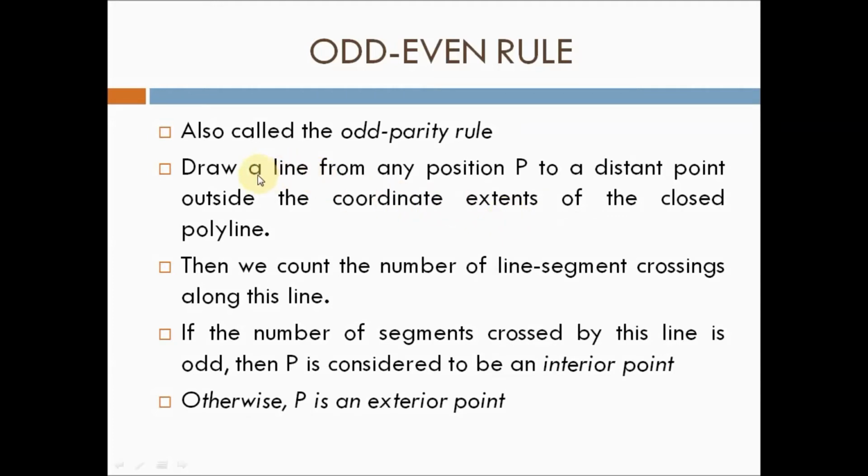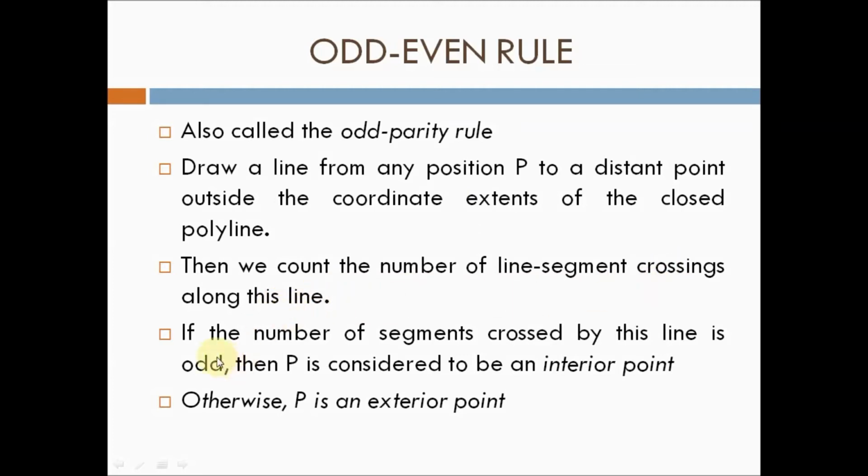So what is the first step? We have to draw a line from any position of the polygon in such a way that the line is extended outside the polygon area. That is the first step. And the second step, what? Then we count the number of line segments crossing along the line. First we draw the line so that it crosses the boundary of the polygon and moves outside the polygon. After that we find the number of line segments that are intersecting or crossing along with the line. This is the second step.